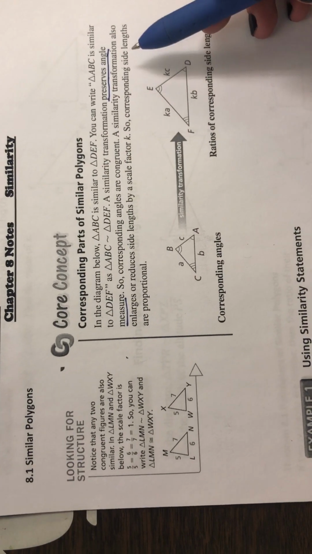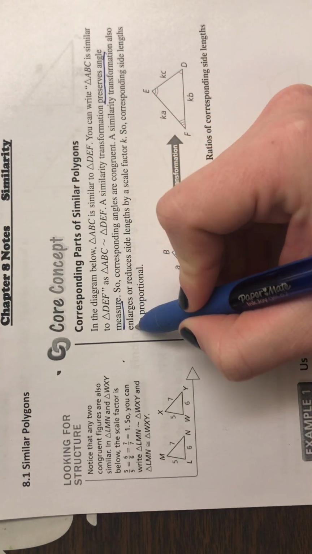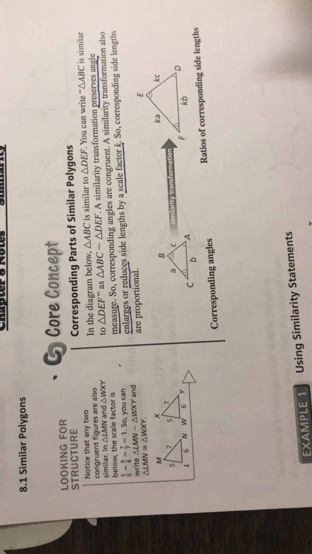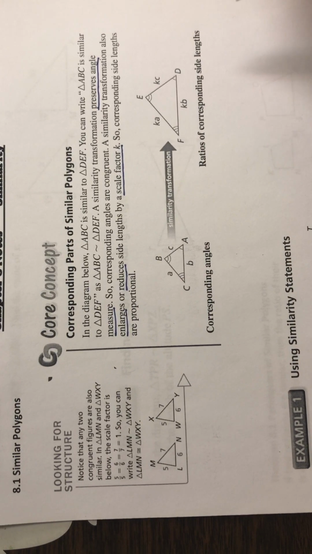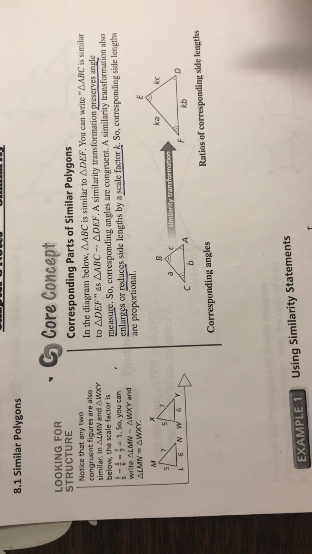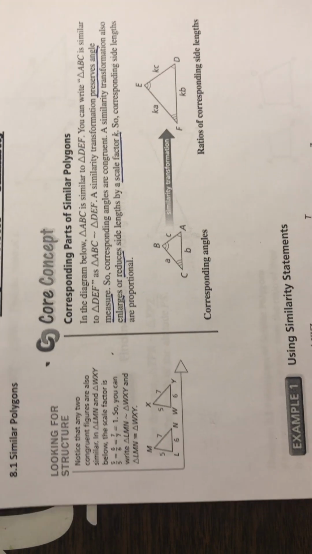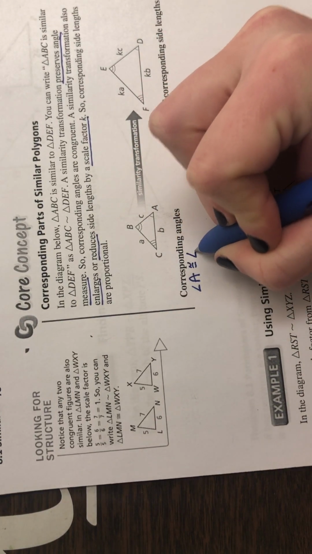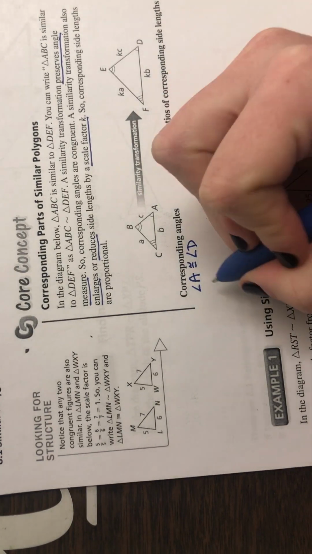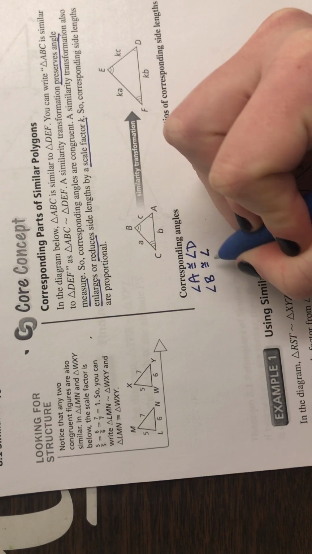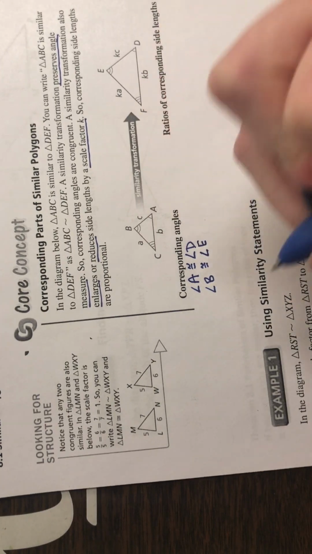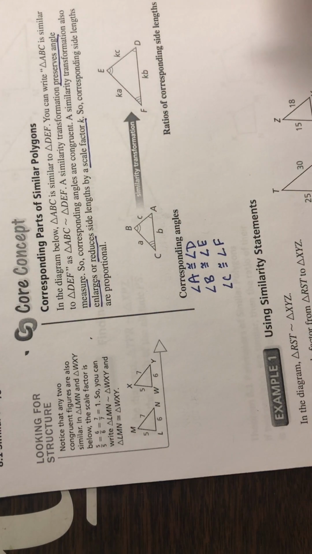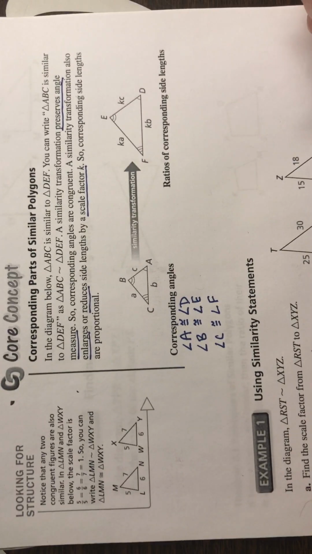A similarity transformation also enlarges or reduces side lengths by a scale factor of k. That should sound familiar from something we've done earlier this year if you remember doing dilations. So corresponding side lengths are proportional. Corresponding angles here: angle A is congruent to angle D, angle B is congruent to angle E, and angle C is congruent to angle F. Those are our corresponding angles in the two triangles.